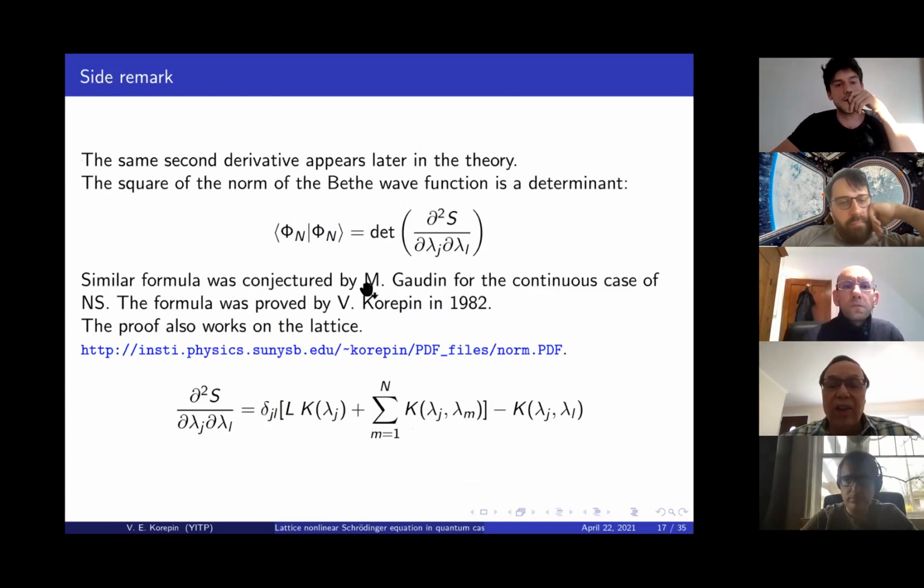This formula was conjectured by Gaudin in the continuous case of nonlinear Schroedinger. I proved this in 1982. The proof also works on the lattice. That's a link. If you click on this, then the paper will come out.